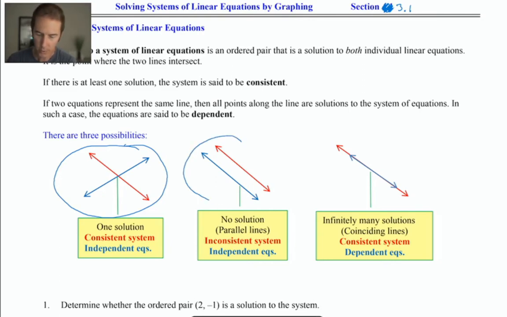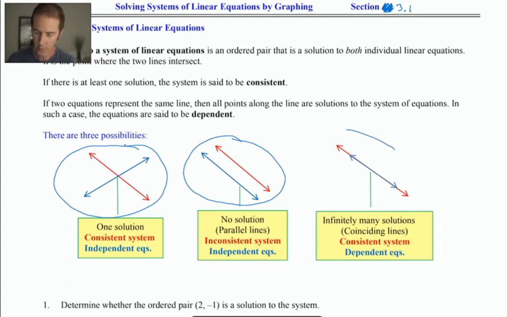The second scenario is that our two equations describe lines that are parallel to each other. These two lines are clearly independent. They don't intersect at all. And because they don't intersect at all, there's no solution. They have no point in common. And therefore, we will say that this is an inconsistent system.